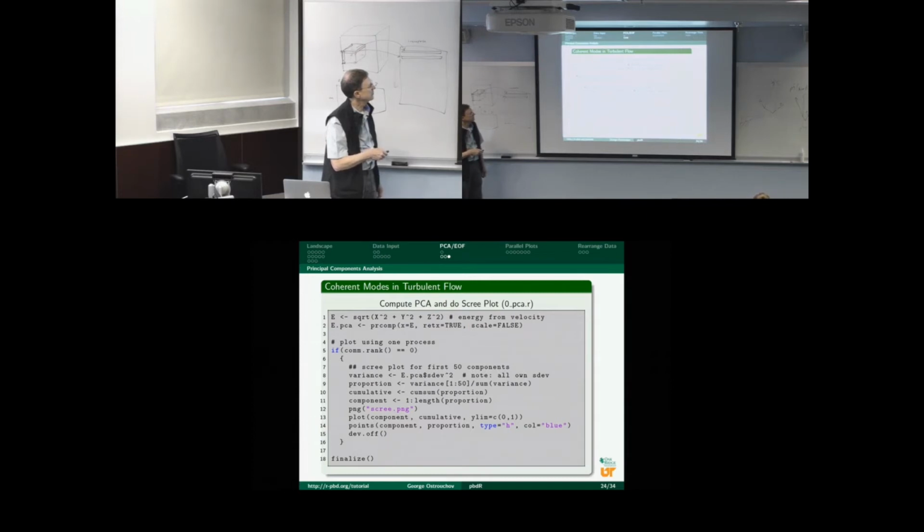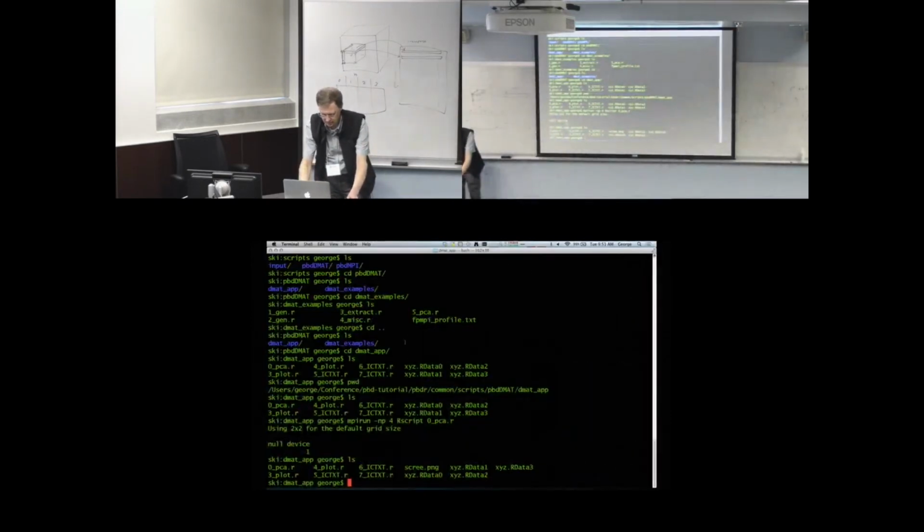We take the first 50 components here, get the proportion of the variance explained. We're basically doing a scree plot. Is everybody familiar with a scree plot? That basically shows you that. And so this one we can run. I actually just did it here. We can do this again.